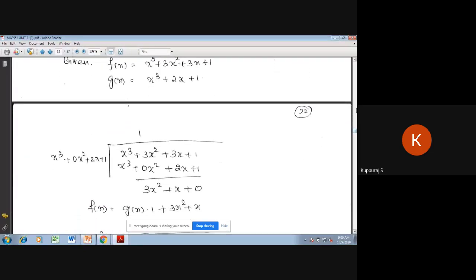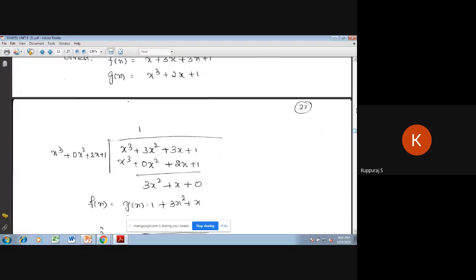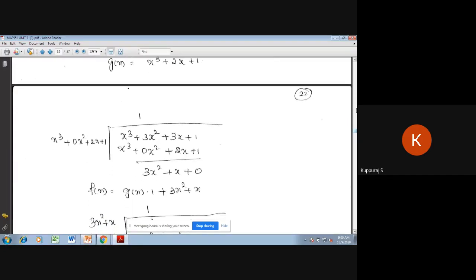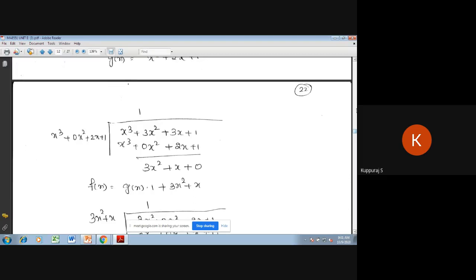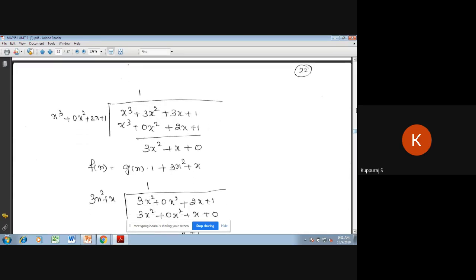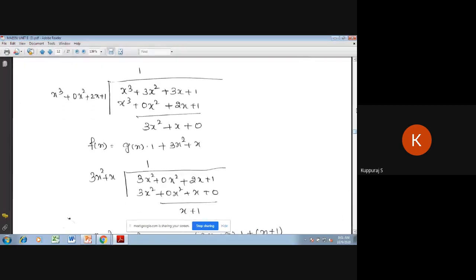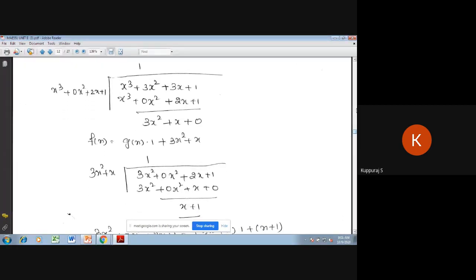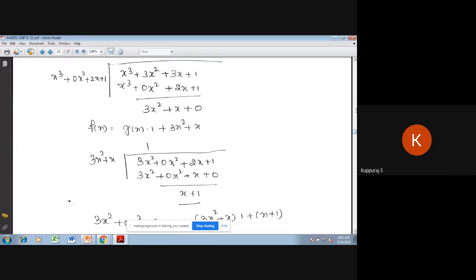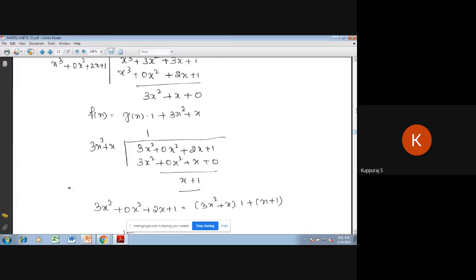Dividing, you get the quotient as 1 and the remainder as 3x square plus x. So now again, the remainder 3x square plus x becomes the divisor, and the previous divisor x cube plus 2x plus 1 becomes the dividend. So when x cube plus 2x plus 1 is divided by the divisor 3x square plus x, you get the quotient as 1 and the remainder as x plus 1.